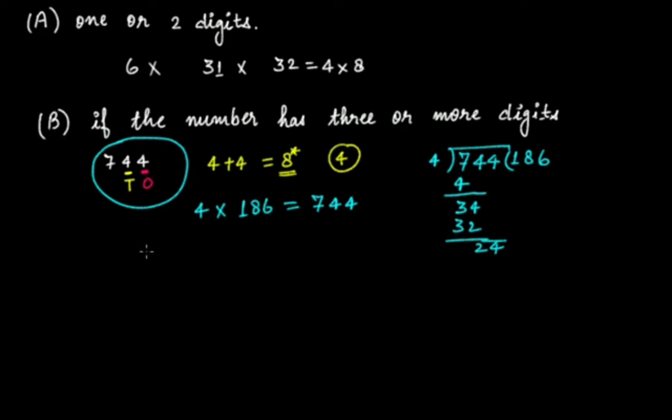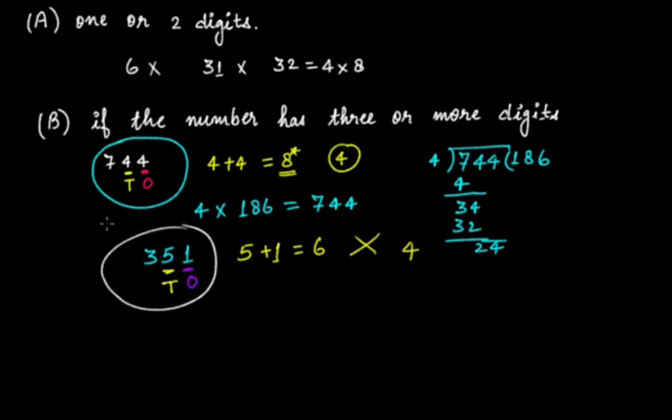Now, if someone asks whether 351 is divisible by 4 or not? At the ones place you have 1, and at the tens place you have 5. So if you add 5 plus 1, you'll get 6. Of course, 6 is not divisible by 4. Therefore, this whole number will not be divisible by 4. And you can cross check it.